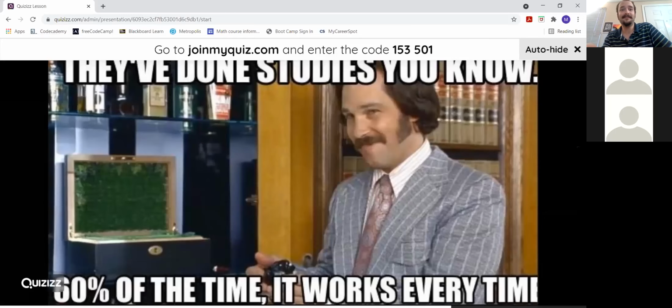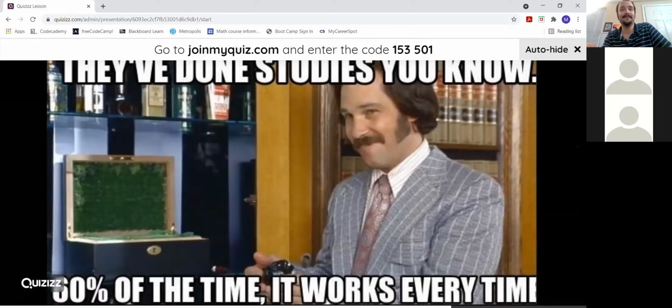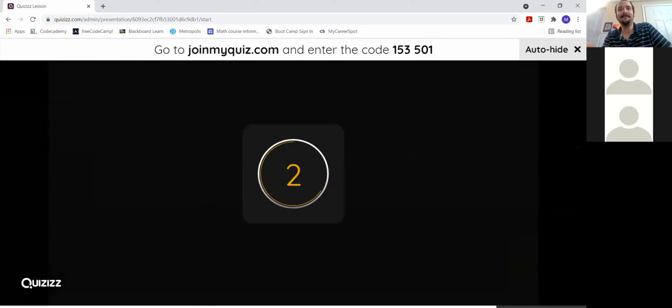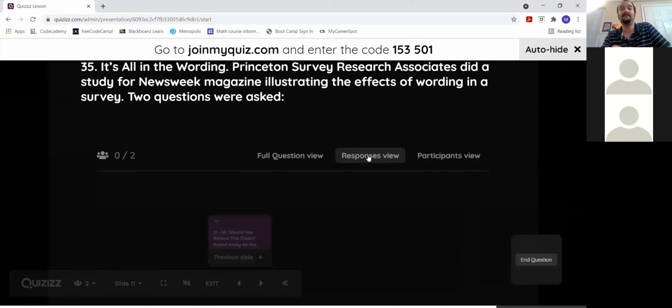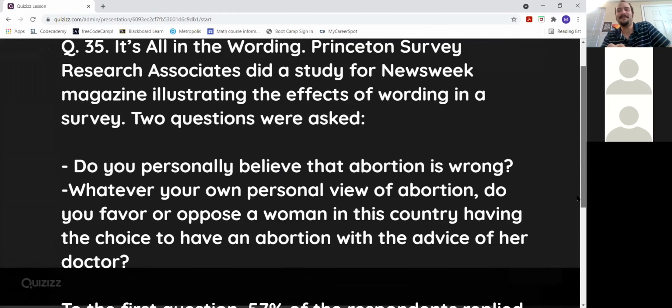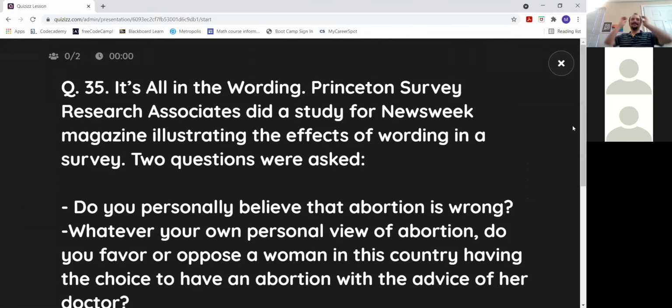They've done studies, 60% of the time it works every time. Okay. My pop reference for the day, I guess. This is why we're being critical of studies. So hopefully you don't say anything like that. It's on the wording.